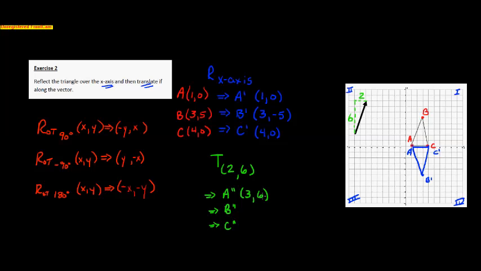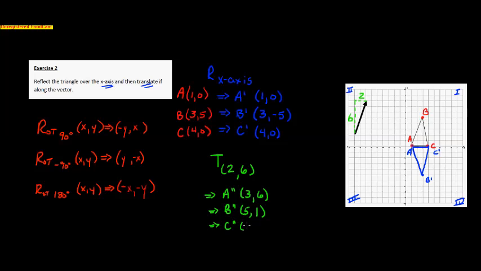Alright, and I do the same thing with B prime. I add 2. See, right there's my 2. I add 2 to it, and that's a 5. And I add 6 to the y value, and that's going to give me a positive 1. It's very important to know how you add and subtract your integers in this case. And I do the same thing with C prime. I'm going to add 2. That's going to give me a 6.